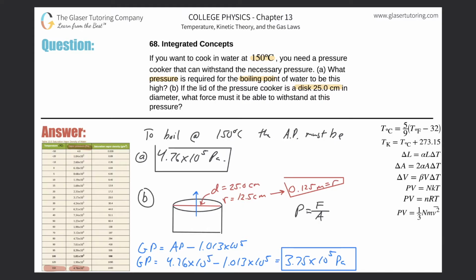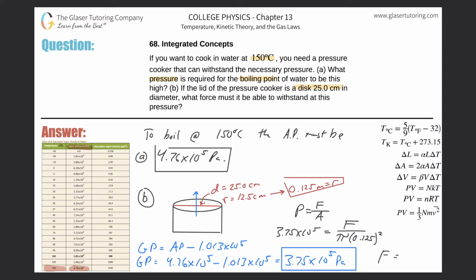Now that we know that, we can take the gauge pressure here of 3.75 times 10 to the 5th equals the force divided by the area. Well, the area is a disk, so that sounds to me like a circle. It has to be perfectly circular. It might be an ellipse, I don't know, but the formula for the ellipse depends on the eccentricity. So we have pi multiplied by r squared. That's why I needed the radius over here. So let's get rid of the variable r and plug in the value, 0.125, squared.